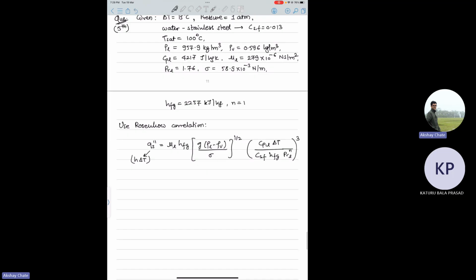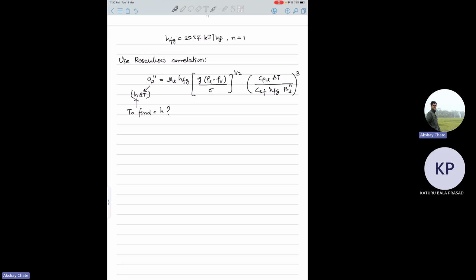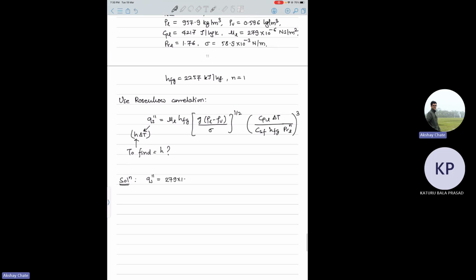Yeah, we need to find H. So basically, what is your heat transfer coefficient during nucleate boiling heat transfer for this set of properties and conditions. So let's go with the Rohsenow correlation. So you have mu L given as 279 into 10 to the power minus 6. All SI units are there, that's good.